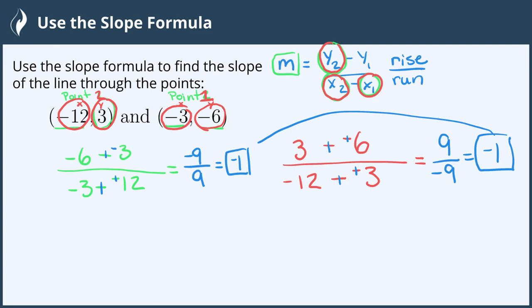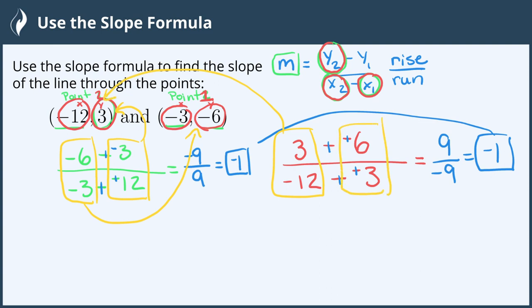Just make sure that you keep track of which one is coming first. One way to make sure of that is to look at the numbers that are stacked on top of each other and make sure that they came from the same ordered pair. Like this. Same here, the 3 and the -12 came from the same ordered pair, and -6 and -3 also came from the same ordered pair. So make sure that the stacked numbers are your ordered pairs. If you get those mixed up, then the slope won't be correct.